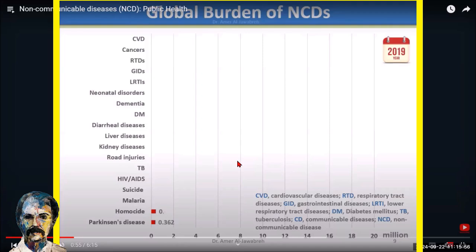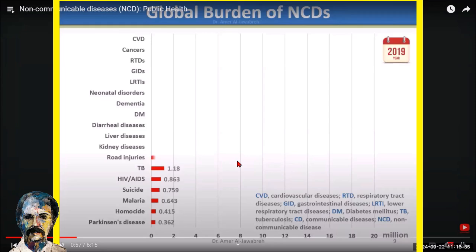41 million out of 55 million are NCDs. And you can go down from Parkinson's, homicide, killing, malaria. Malaria is usually a CD, but it's included here. Suicide, HIV or AIDS. This is a CD, communicable disease, but maybe people sometimes consider it an NCD because of the complications and the lengthy period.